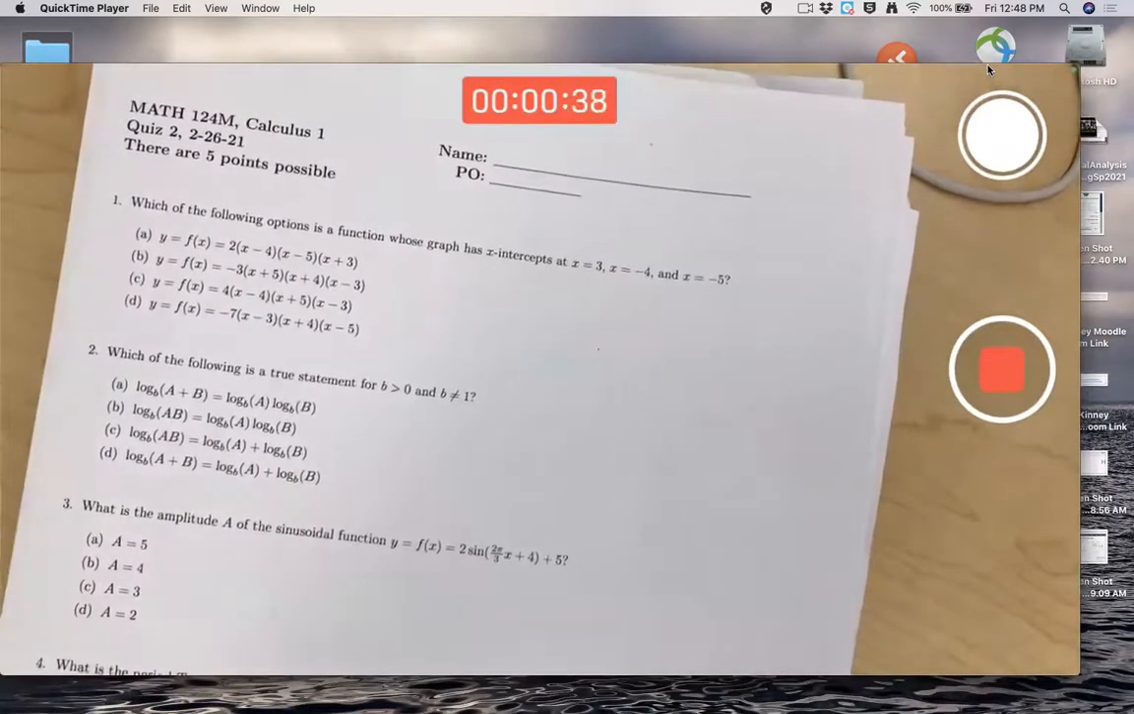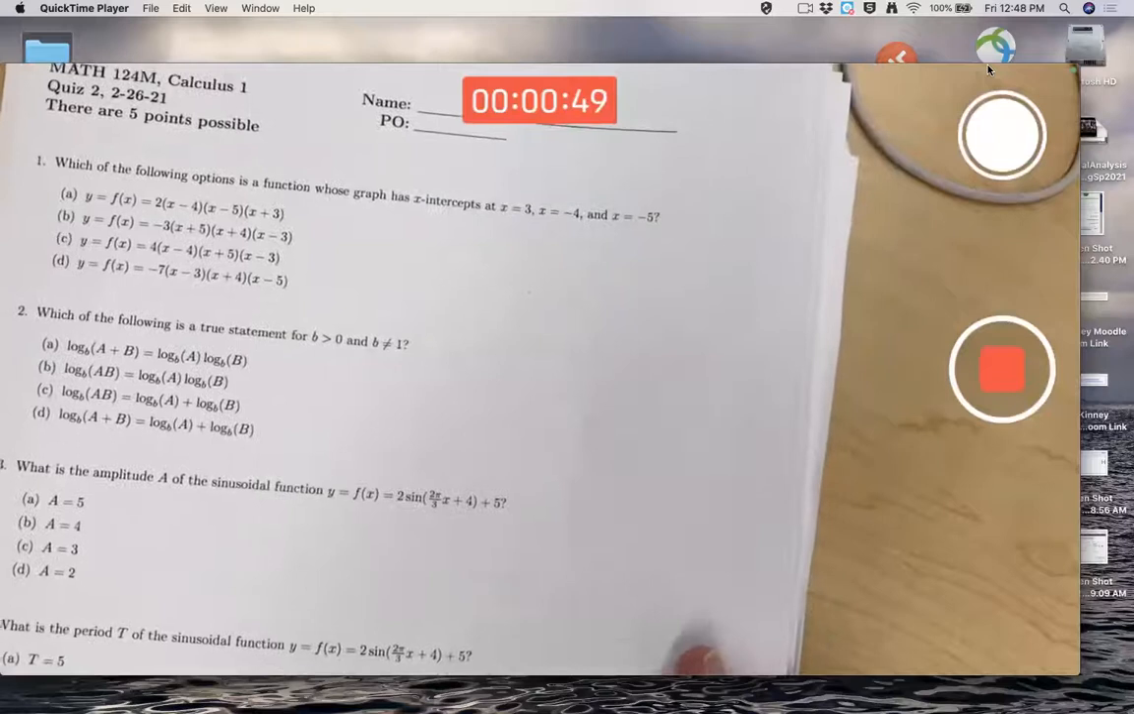And essentially everything that we do today is going to be a review for the exam on Monday. So think of this as all stuff that is good to know for the exam, and I will expand on some of the things from the quiz.